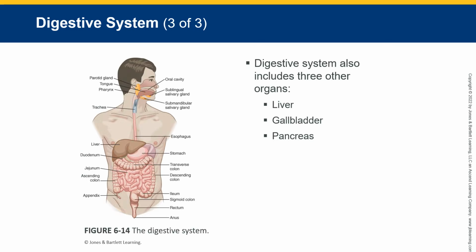And here's a lovely little picture I drew for you. We also have the liver, gallbladder, and pancreas as support for the digestive system. It's not their only job, but they do support.